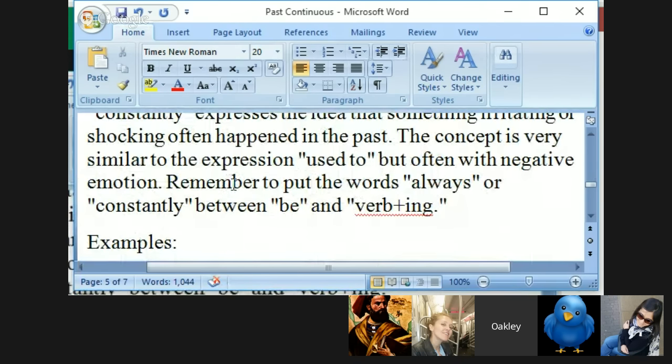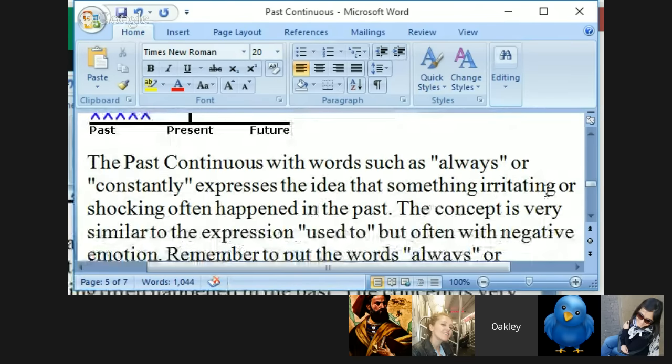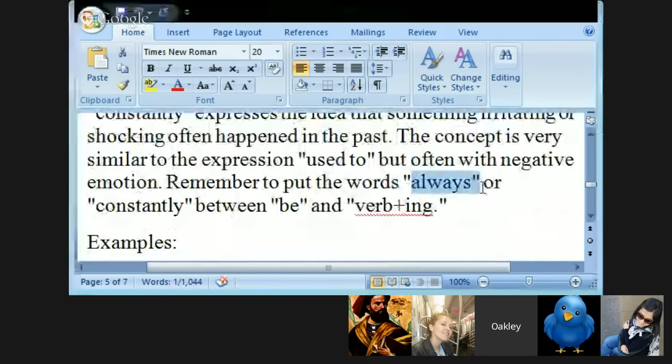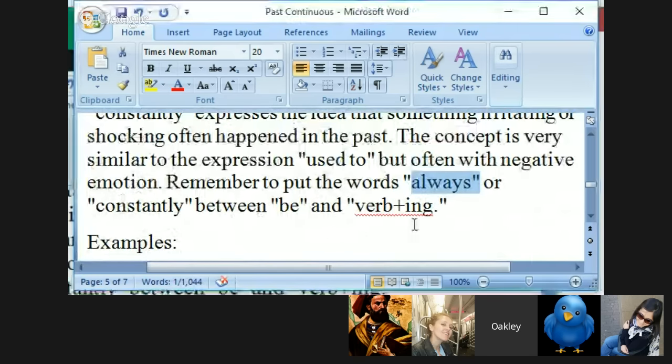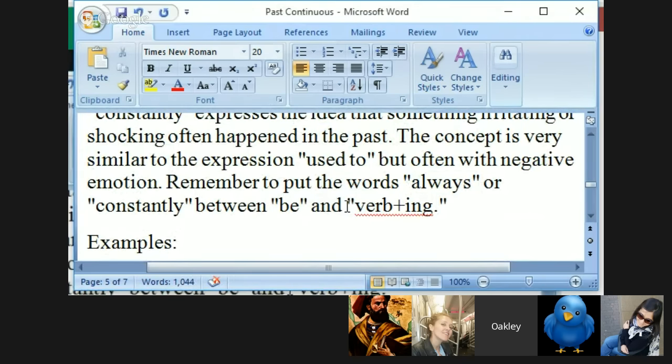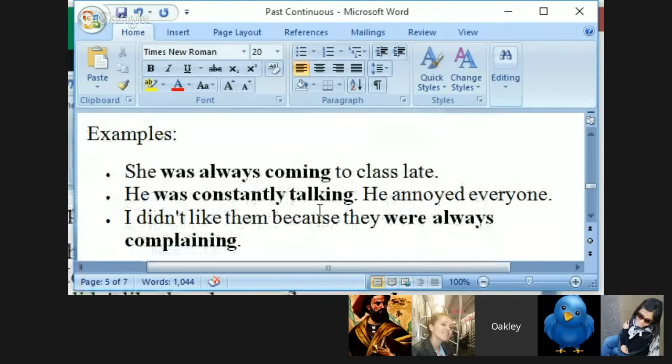In order to create the idea of it's irritating or shocking, you have to do it right. You have to use always. You have to use constantly. In its proper place. These are adverbs, so, all right, in its proper adverb place. And most of all, if you want to pull this off as a use of the past continuous, you have to have the correct intonation.